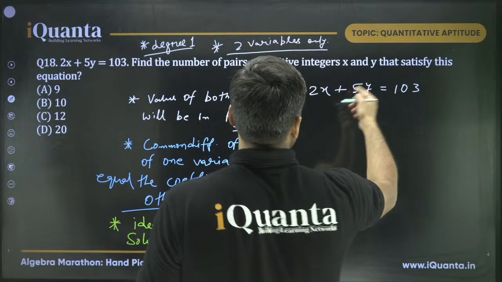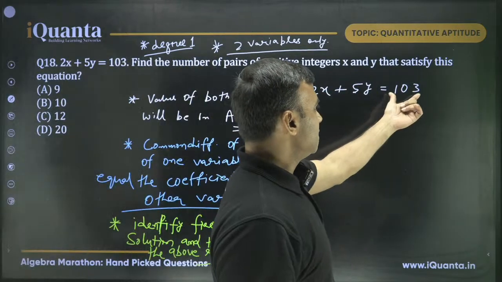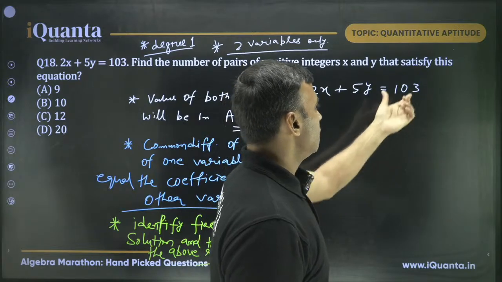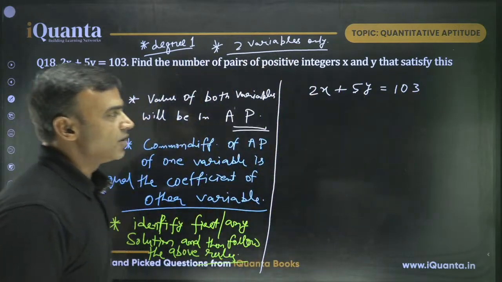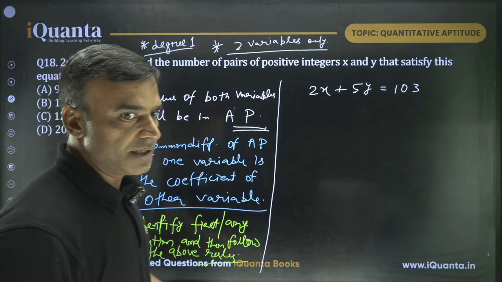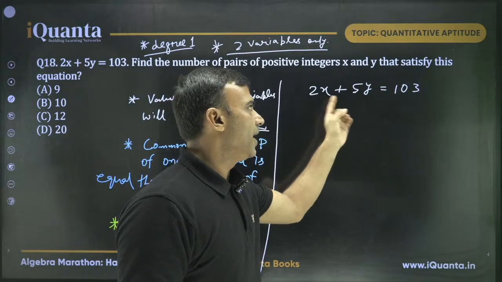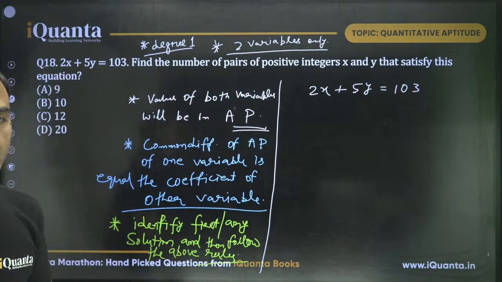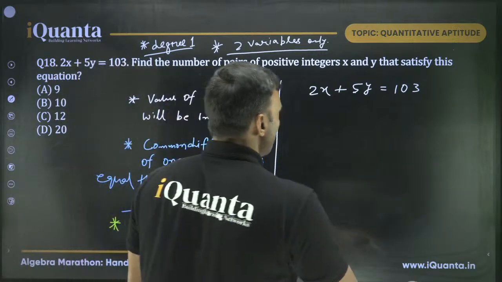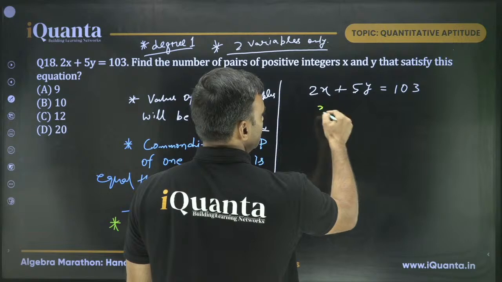So 2x plus 5y is equal to 103. To start with, 103 is not divisible by 2. 103 is not divisible by 5. So neither x can be 0 nor y can be 0. ये सब डायरेक्ट देखने की बातें हैं. फिर से बोल देता हूँ. If this constant is not divisible by any coefficient, that means none of them can be 0. Can there be 1? How do you check that? By putting the value.